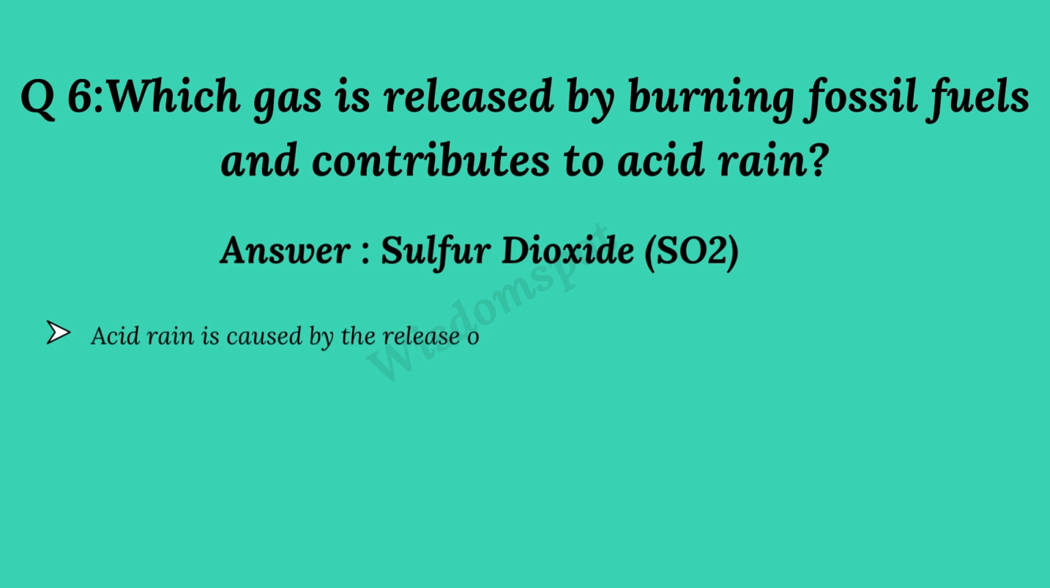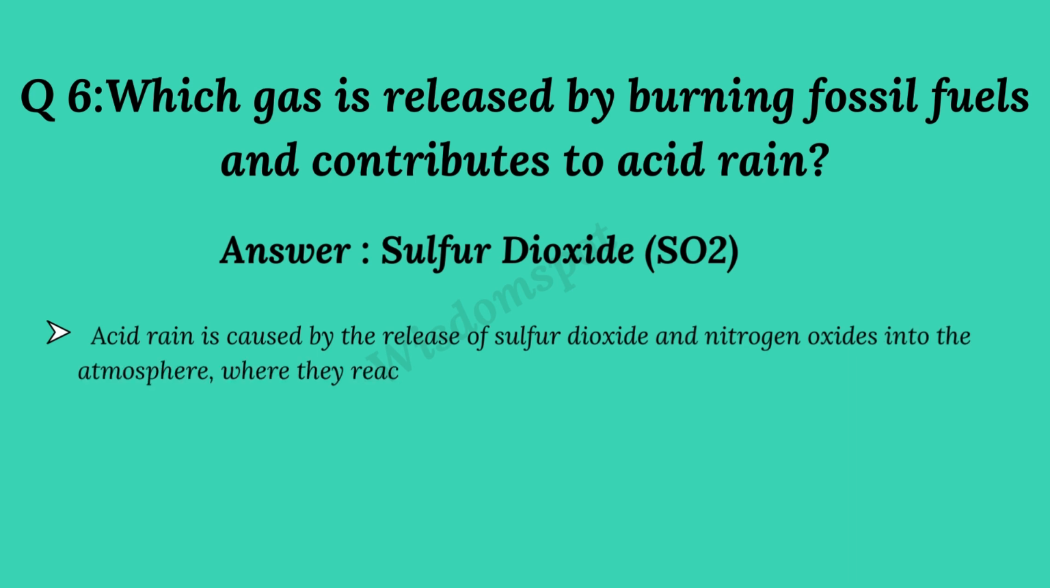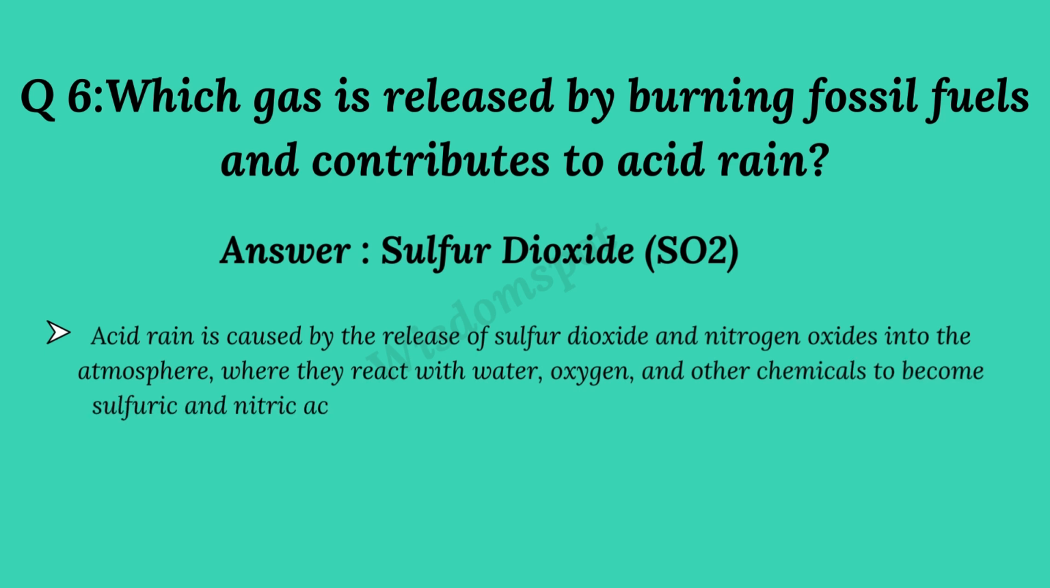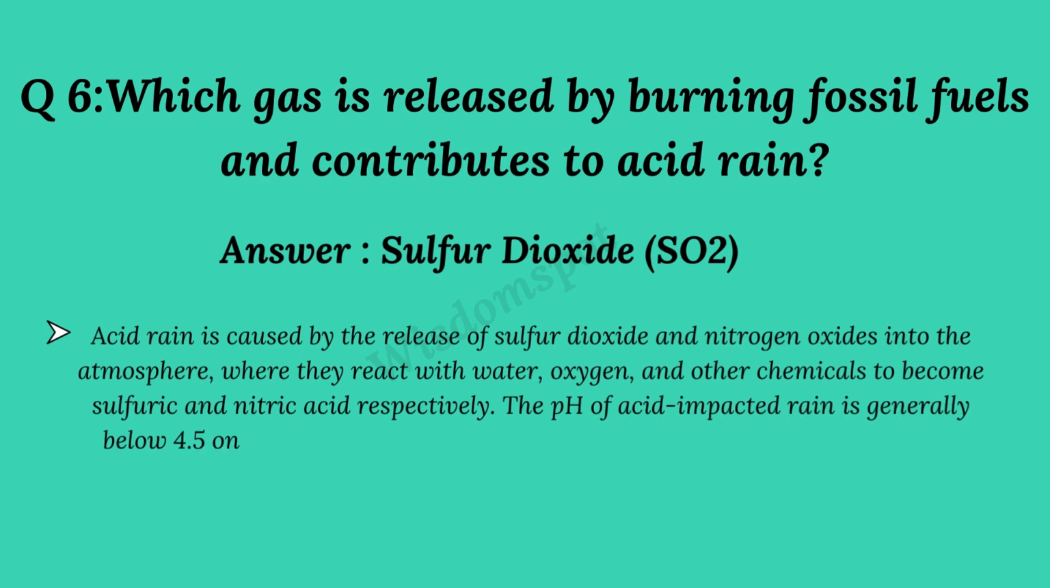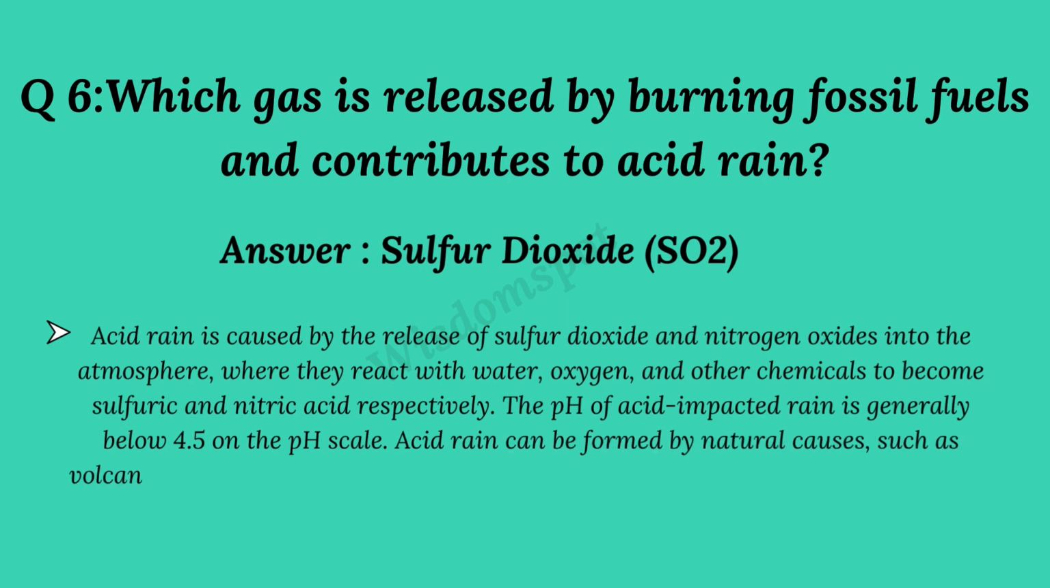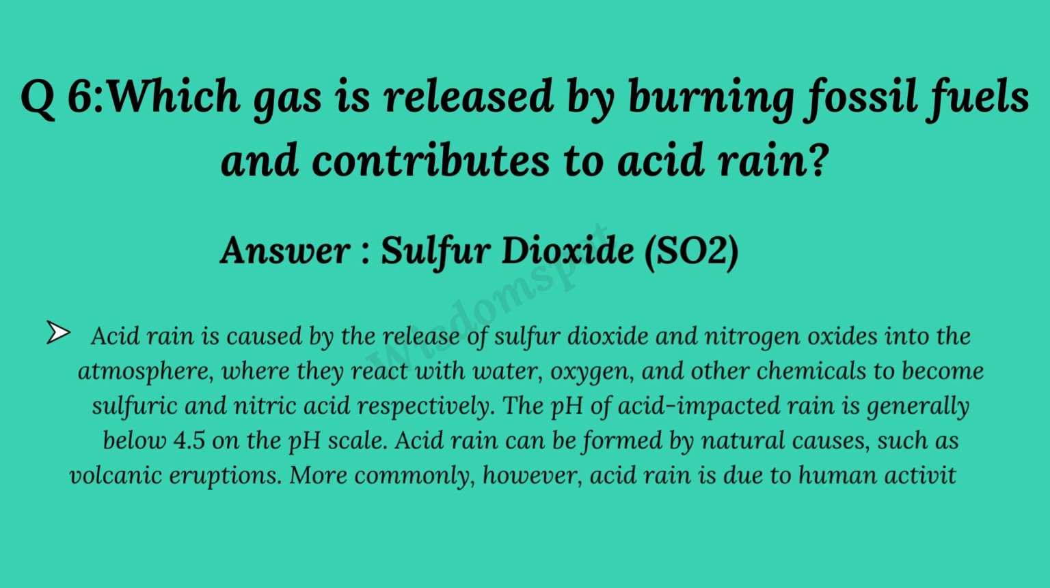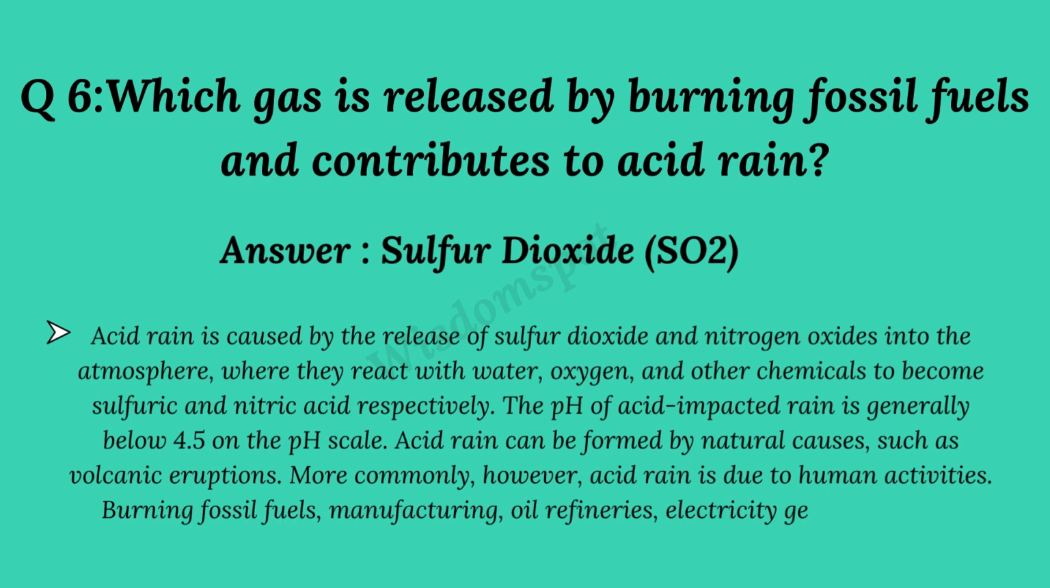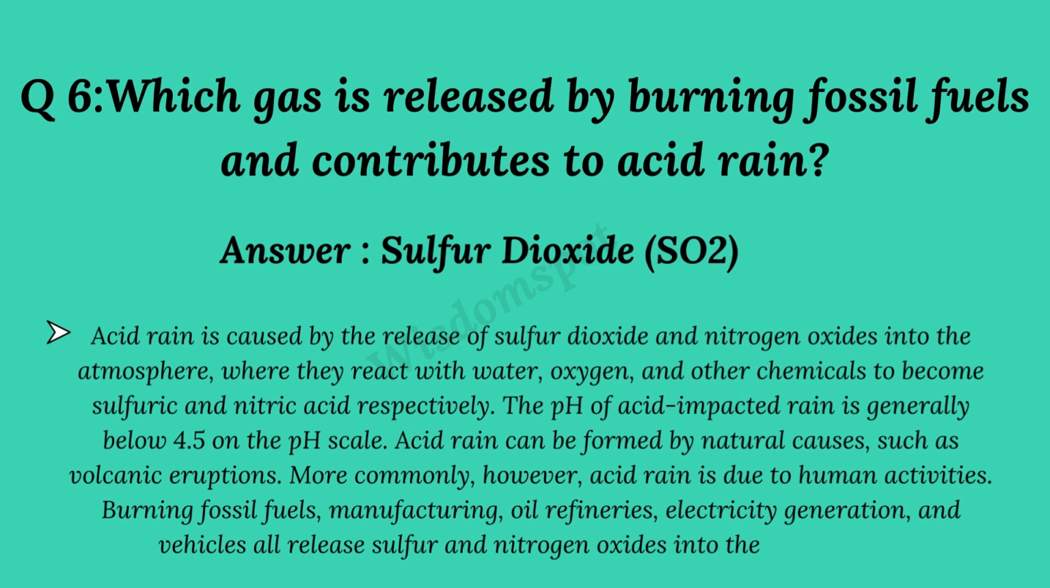Which gas is released by burning fossil fuels and contributes to acid rain? Answer: sulfur dioxide, SO2. Acid rain is caused by the release of sulfur dioxide and nitrogen oxides into the atmosphere, where they react with water, oxygen, and other chemicals to become sulfuric and nitric acid respectively. The pH of acid-impacted rain is generally below 4.5 on the pH scale. Acid rain can be formed by natural causes, such as volcanic eruptions. More commonly, however, acid rain is due to human activities. Burning fossil fuels, manufacturing, oil refineries, electricity generation, and vehicles all release sulfur and nitrogen oxides into the atmosphere.